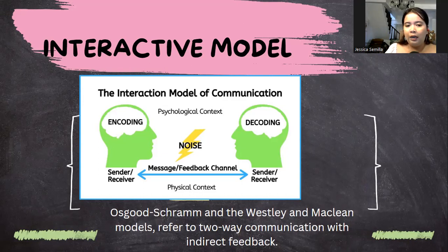Okay, so there are differences among Osgood-Schramm, Westley, and Maclean in a way that those different models have distinctions in terms of, for example, channel, for example, noise, and also there are different contexts that they try to look into when looking into the interactive model. But all of those models are leading to the second type of model, which is the interactive model. So next, let's proceed.